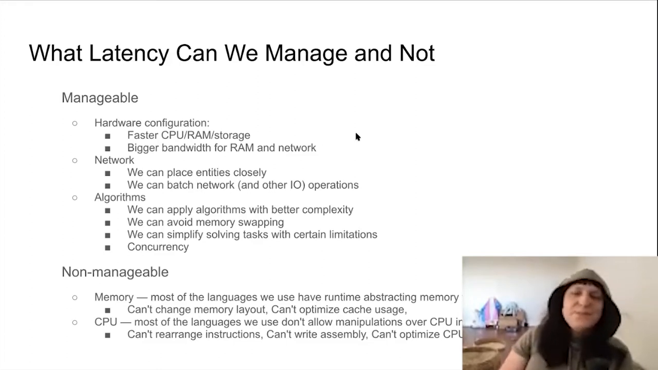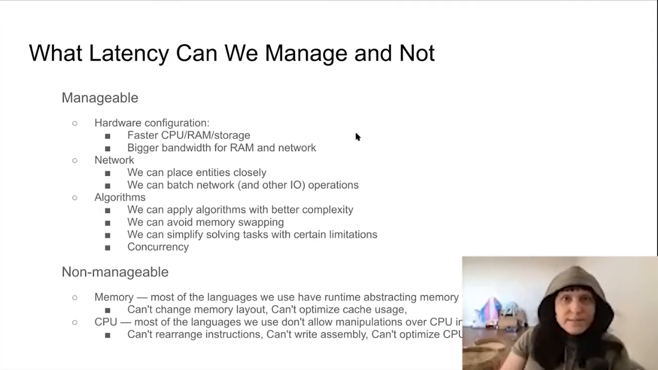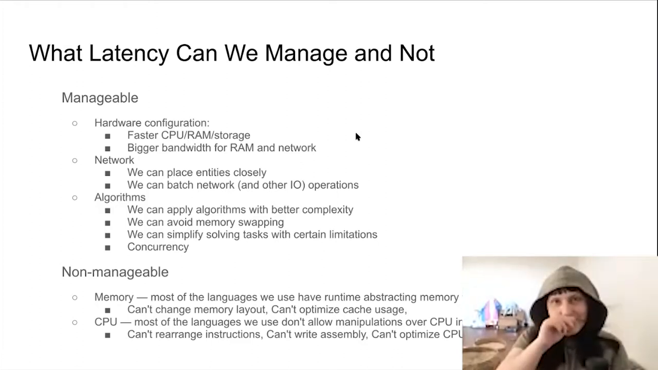Algorithms. It's a very fundamental thing. We can apply better algorithms with better complexity and with better resources consumption. With better resources consumption, we can consume less memory, and we can avoid memory swapping. And if memory swapping happens, it's a very bad thing. I will tell in detail later why it's a very bad thing. But in general, we need to think of memory consumption. Most of the modern software doesn't care about this, but we have laptops that can boil water someday, I think.